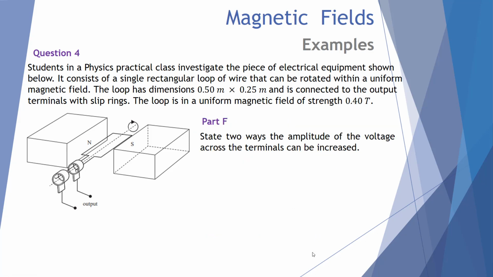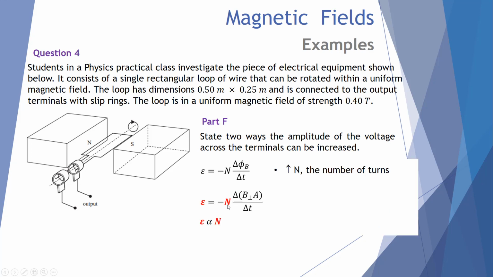Part F. State 2 ways the amplitude of the voltage across the terminal can be increased. Well, here's our equation. Let's look at how we can increase the EMF. So first of all, the EMF is proportional to the number of turns. So we could increase the number of turns. That would give me a greater EMF. The EMF is proportional to the magnetic field strength. We could increase the magnetic field strength to get a greater EMF. That's 2 possibilities, but there's more.